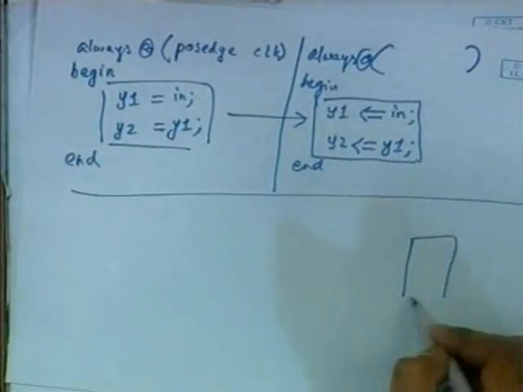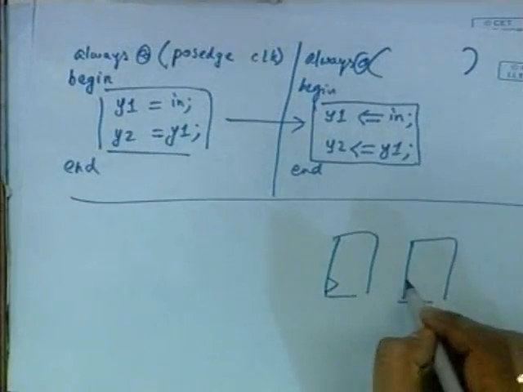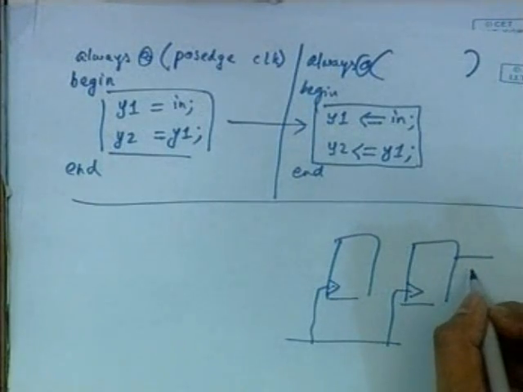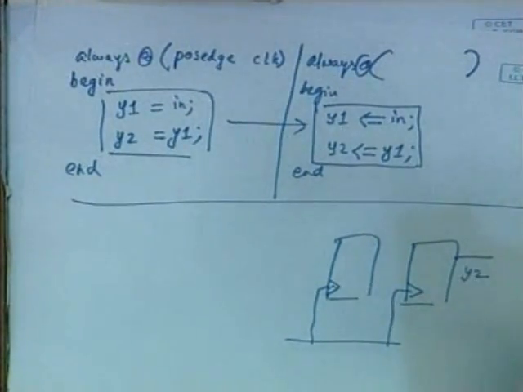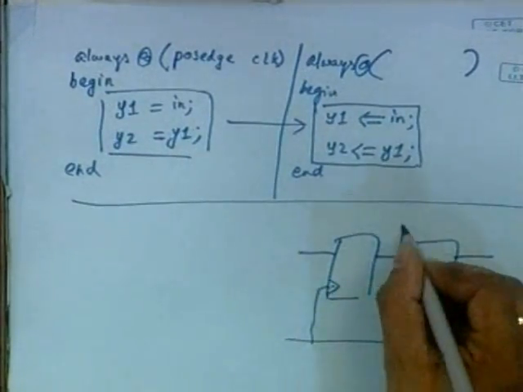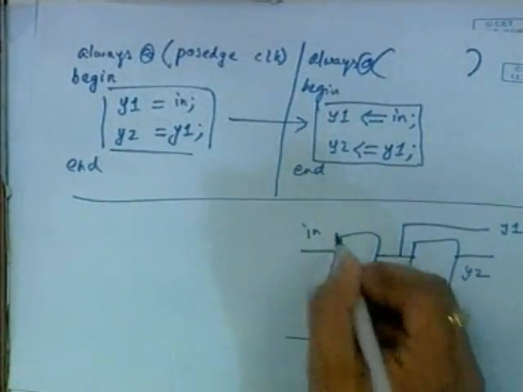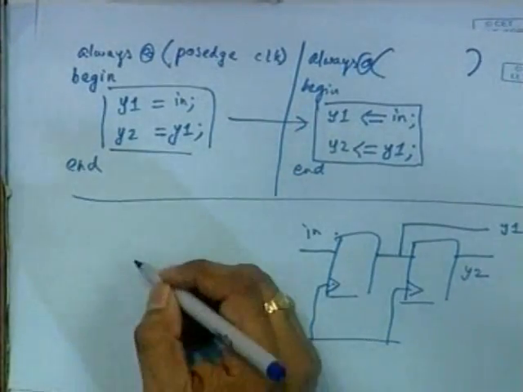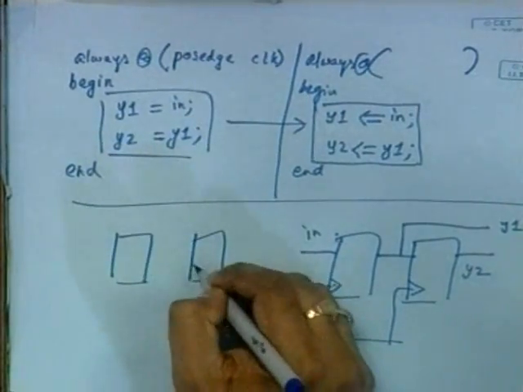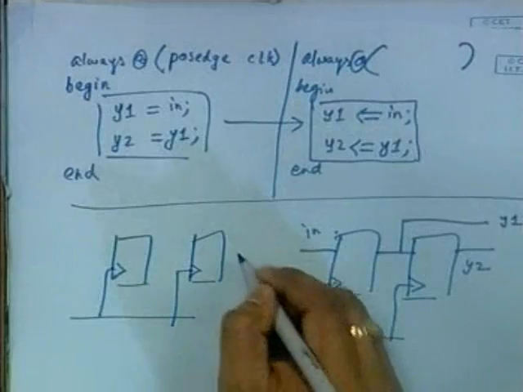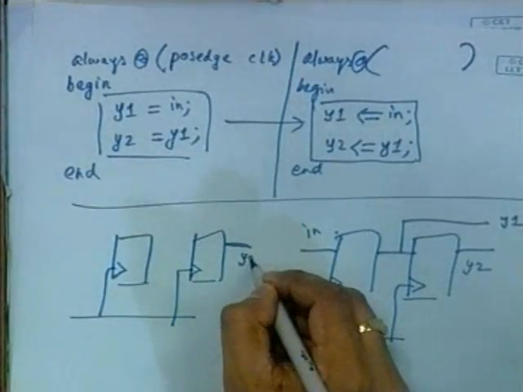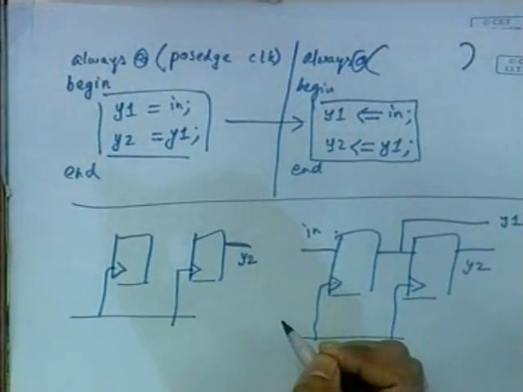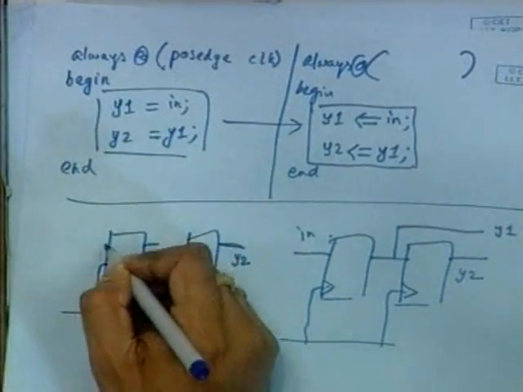That is, you have two flops, okay, and this output is being denoted as Y2, and this is being used to drive. So this is nothing but Y1, and this is your input, okay. So in this case also you would have two flops, and it is clear that this Y2 becomes equal to this Y1. If this is Y1, this becomes equal to the input, right?